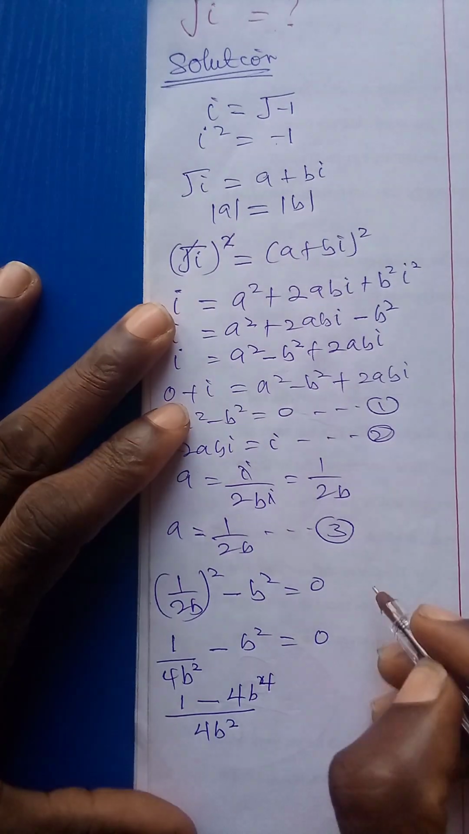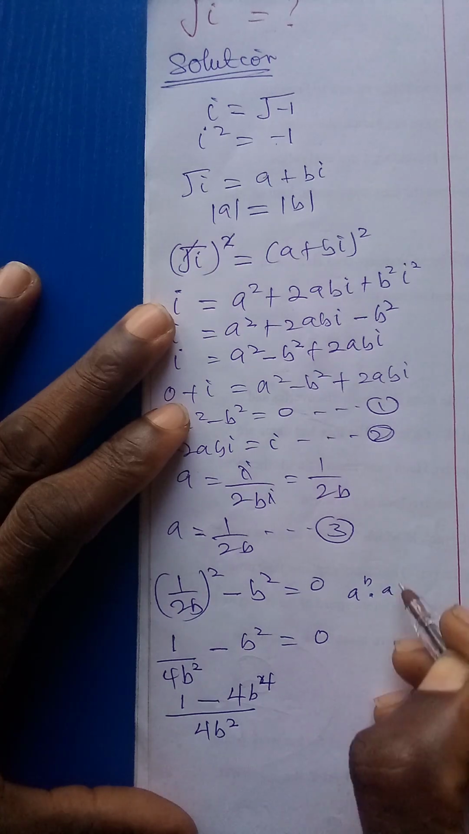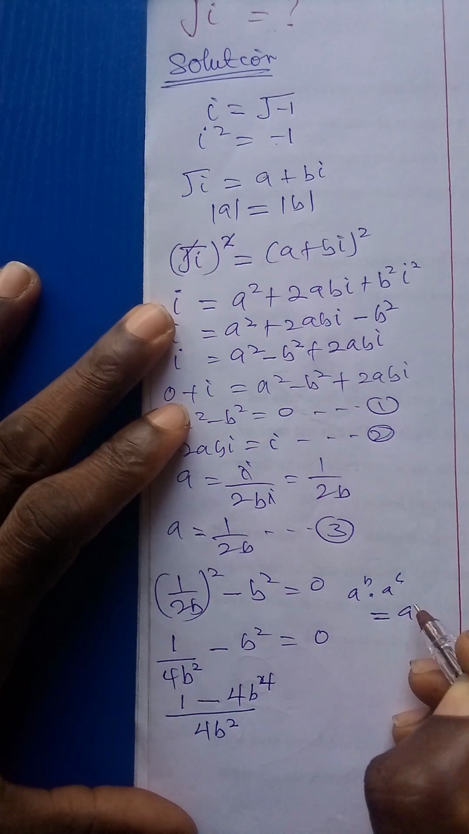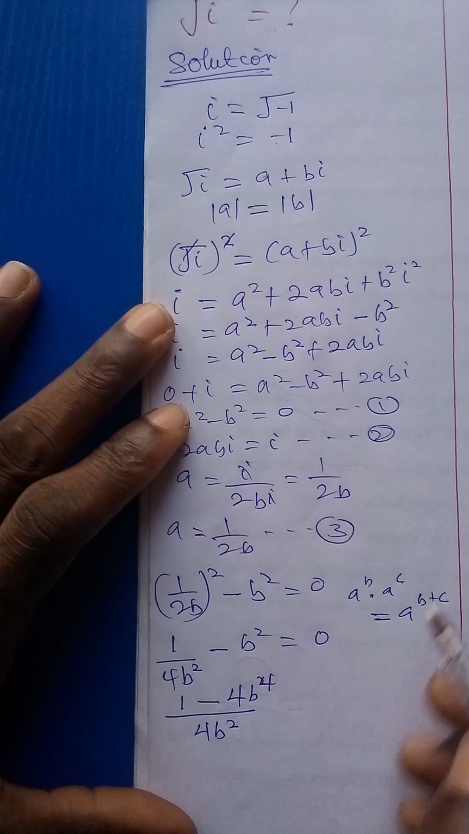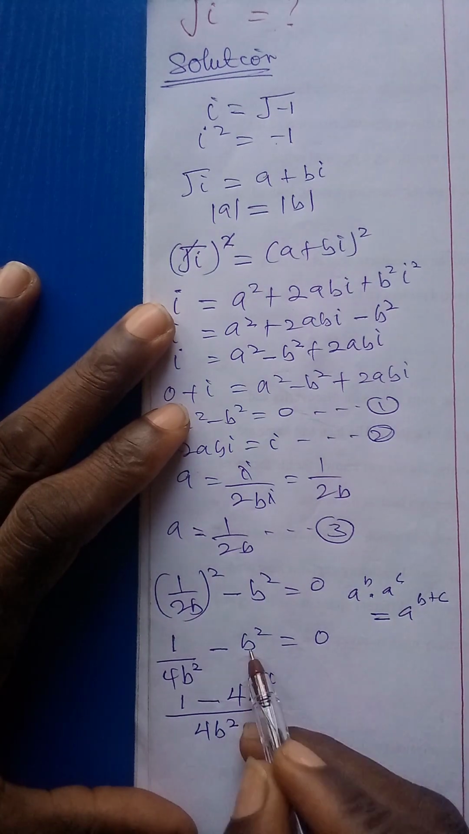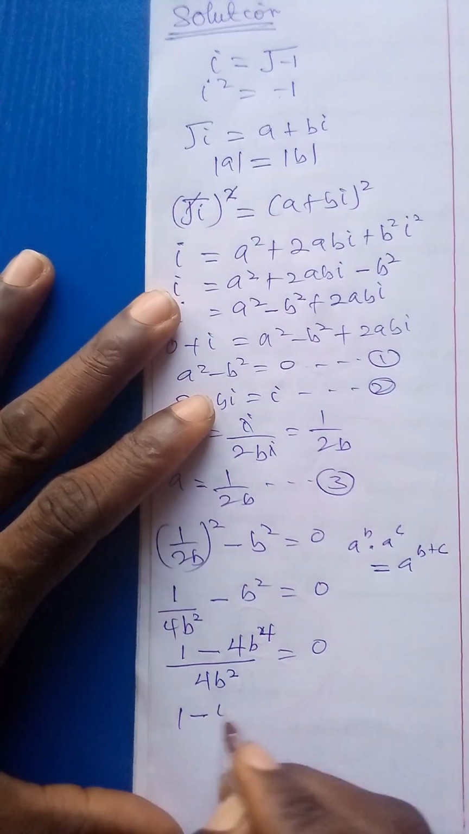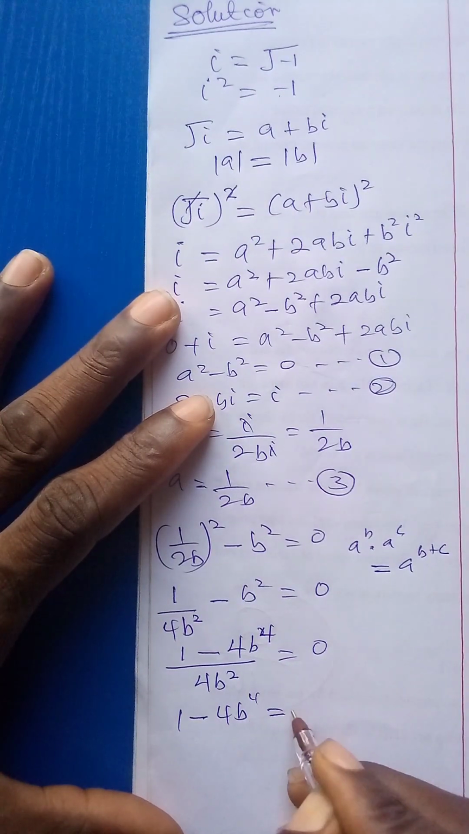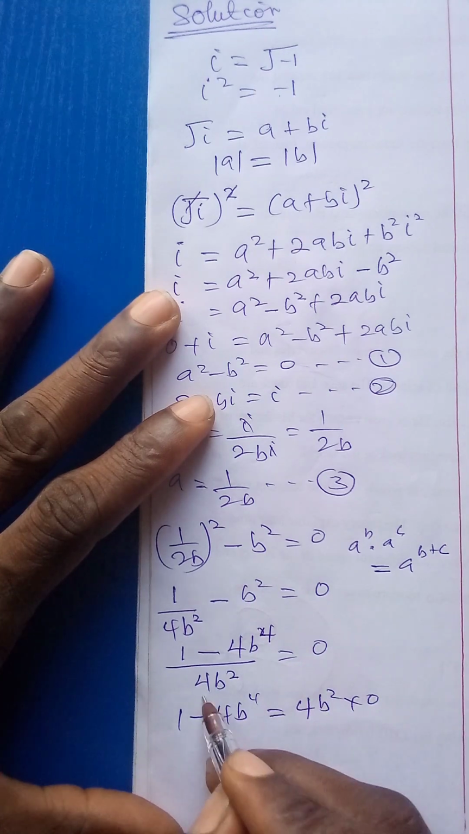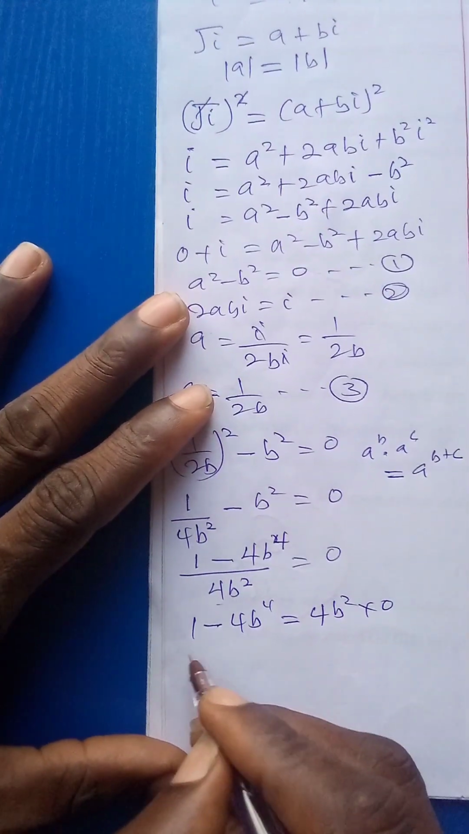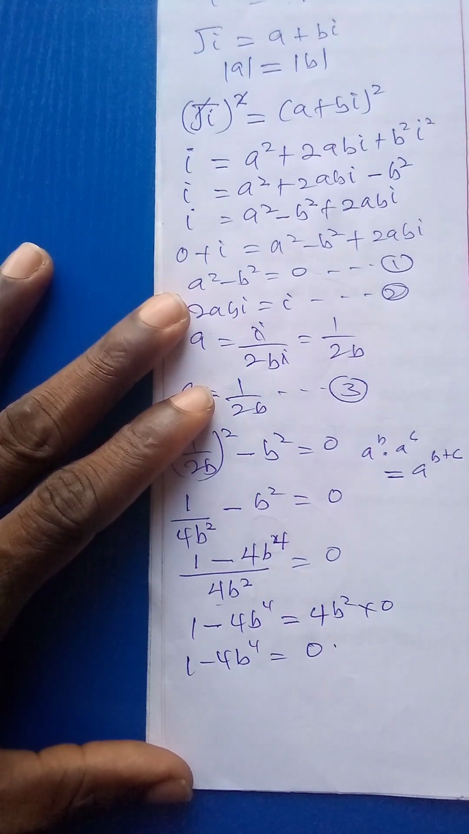According to this law of indices, if I have a raised to power b times a raised to power c, it can be written as a raised to power b plus c. So I'm merely adding the powers together since the bases are the same. The same thing was applied in this case. So it equals 0. And so 1 minus 4b raised to power 4 is equal to 4b squared times 0 when I multiply both sides by 4b squared. Then I have 1 minus 4b raised to power 4 equals 0.